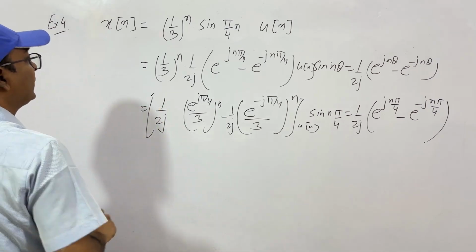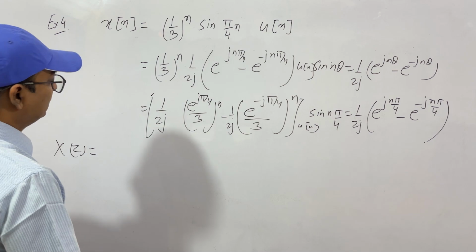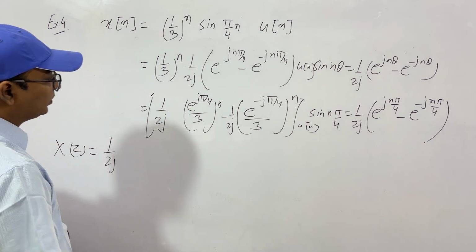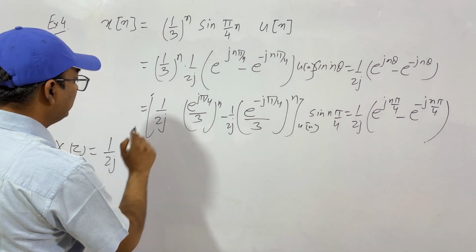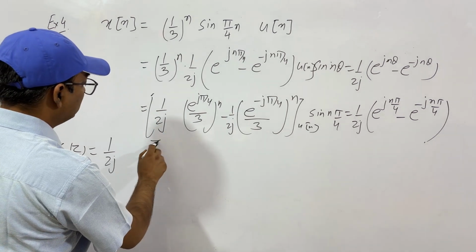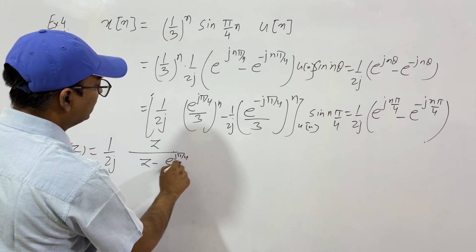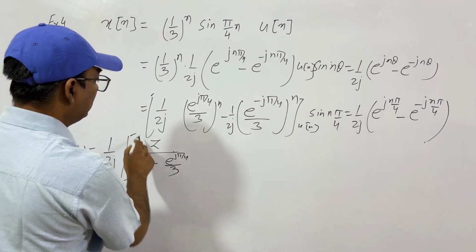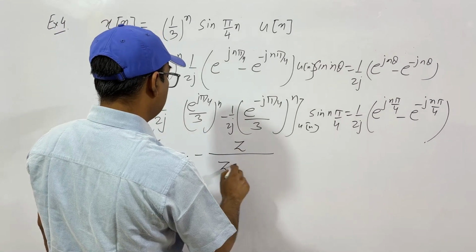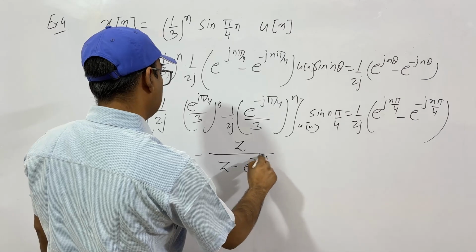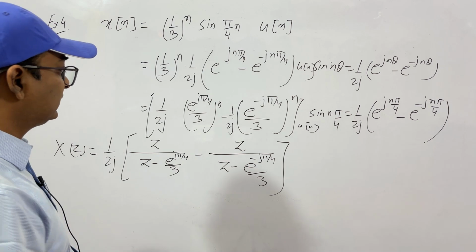So what will be the z transform? Taking 1 by 2j out for the first function, this is a to the power n u[n], so the value that you get is z by z minus a, where a is e to the power j pi by 4 by 3. And here what you get is minus z by z minus e to the power minus j pi by 4 by 3. So this is the function. You can consolidate this function to get X(z).